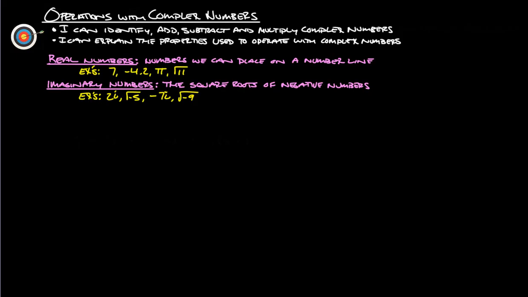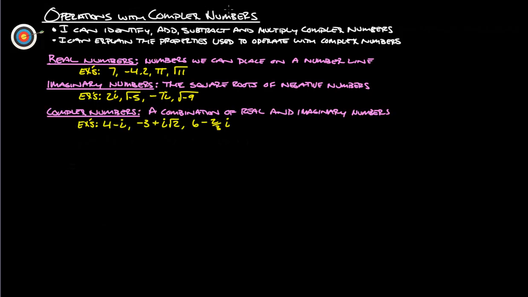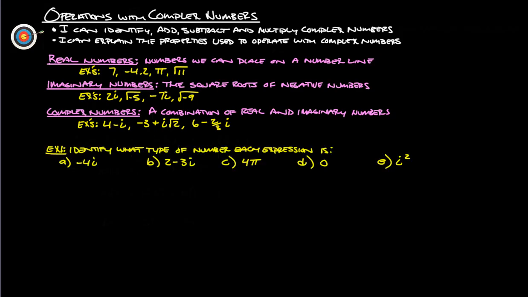Okay. Now, complex numbers, which is what our title is up here, is a combination of real and imaginary numbers together. So 4 minus i would be a complex number because it's got a real number and an imaginary number together. So negative 3 plus i root 2, 6 minus 2/3 i, and so forth. So what we're going to do is figure out how to add, subtract, multiply, and divide with complex numbers. Okay.